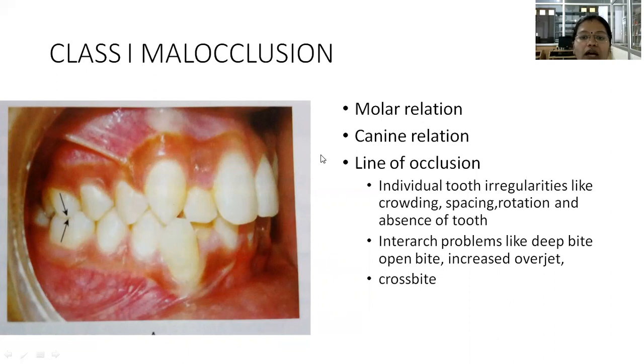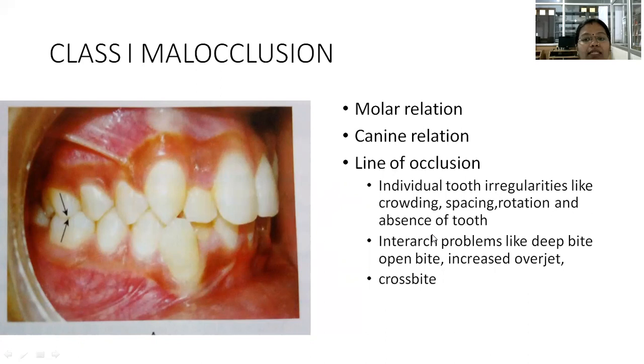That is, you have crowding. Crowding means there is no space. There is a Bolton's discrepancy. So there is no space for the tooth to erupt, and there are intra-arch problems, individual tooth irregularities: spacing, where there are spaces between the teeth, rotation, and missing teeth.